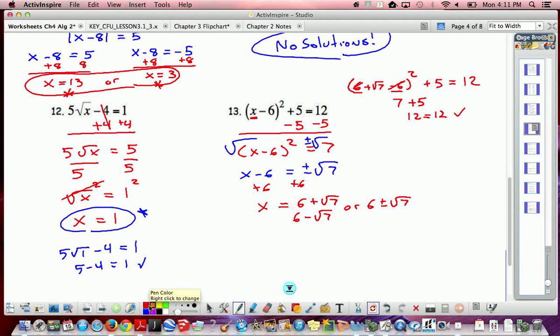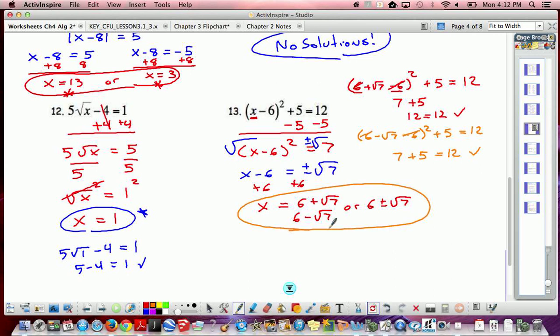If I check that last one, same process, I'm going 6 minus the square root of 7 minus 6, quantity squared, plus 5 equals 12. The 6's again cross each other out. Well, a negative being squared is positive, so this still ends up being positive 7 plus 5 equals 12. That also checks out. So both those answers work. All right, that ends your video here.